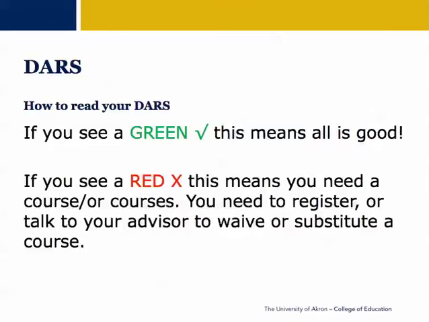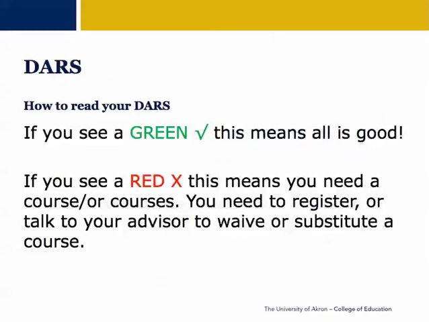When you look at your DARS, if you see a green check, it means it's really good. A red X means you need to take a closer look at this section in the courses that are in there to see if you have registered for all of them, or if you need to have a waiver sub form filled out by your faculty academic advisor and submitted to the Office of Student Services. So you'll take a look.